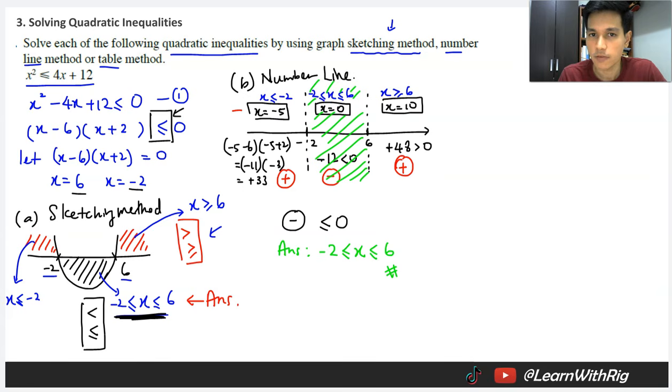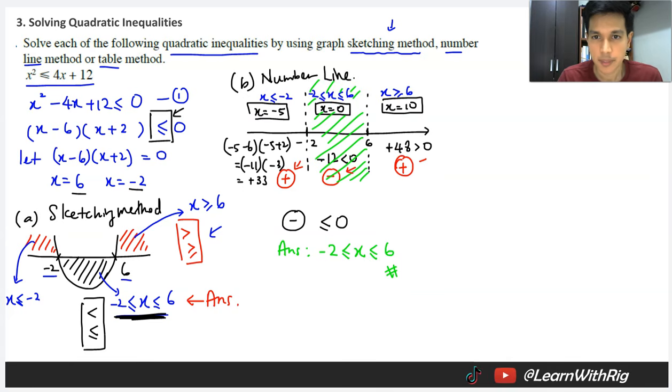So you just estimate a value. Since it's less than negative 2, I'm taking negative 5. Here is between negative 2 and 6, so I'm taking 0, and here I'm taking 10 because it's more than 6, okay? It's up to you what value you want. Once you have this assumption, you're going to substitute into your actual equation to find out whether the answer you get is a positive or a negative value, and then you just draft it here, positive or negative, okay?